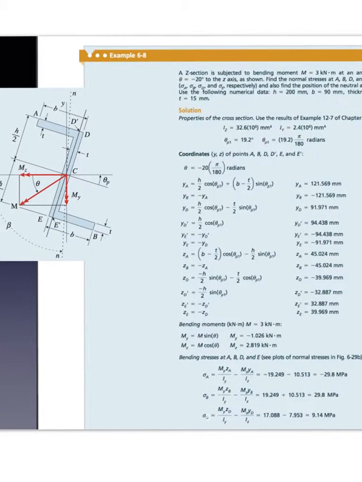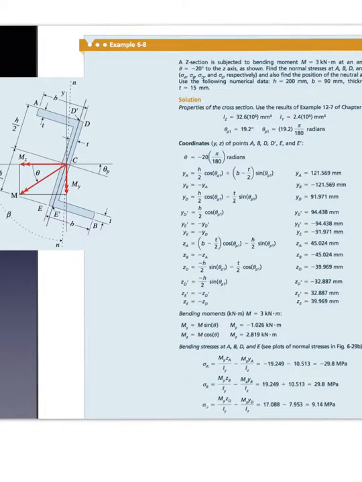We have calculated our moments of inertia, that is IZ and IY. Look at our coordinate system. It is a ZY coordinate system, not an XY coordinate system as in the example from chapter 12, which is 12.7. But there is no need to worry about it. It is just different notation or labeling.